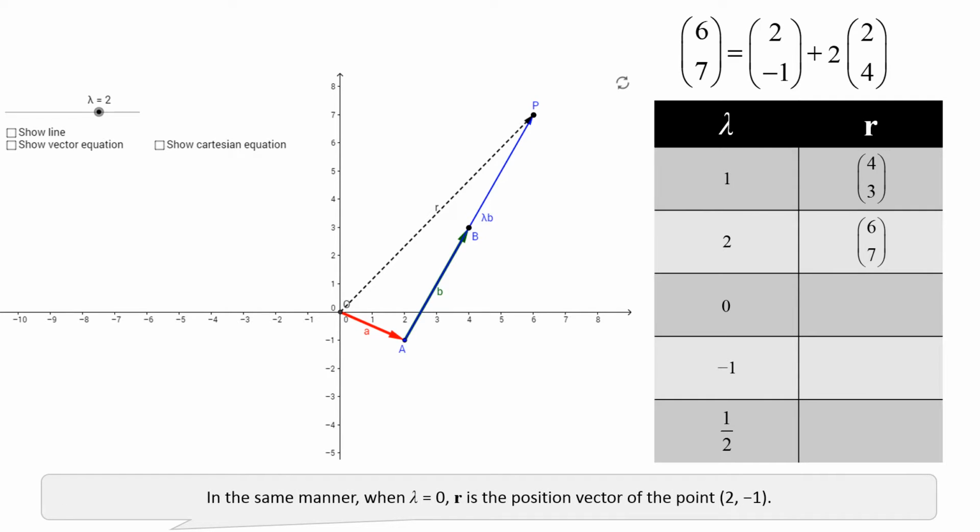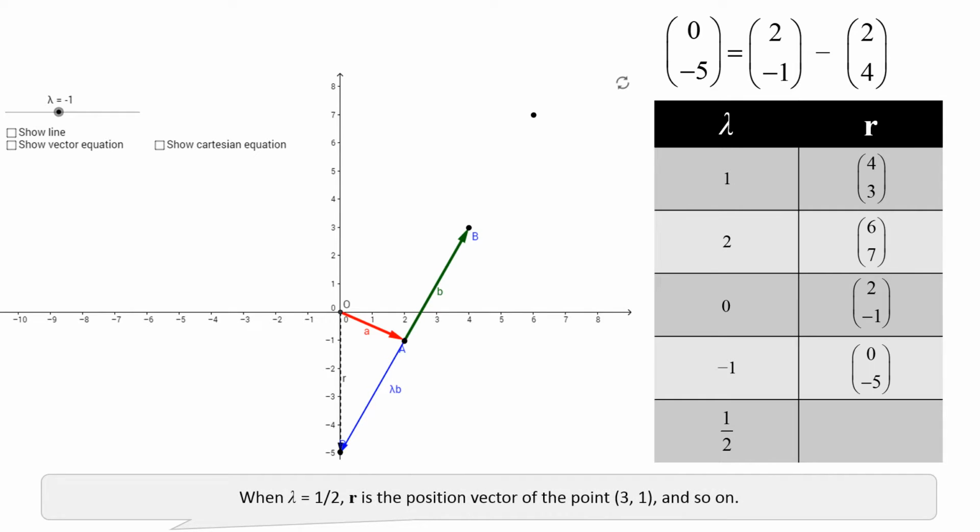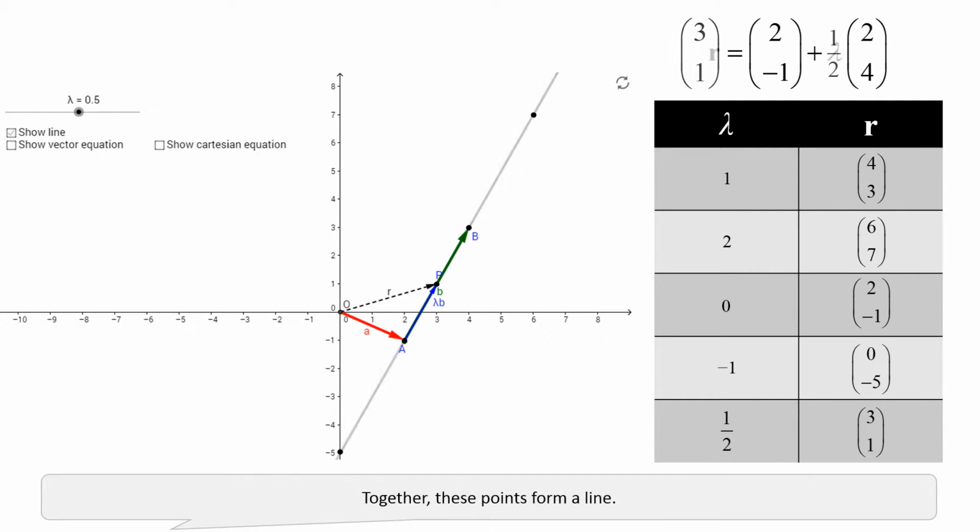In the same manner, when lambda equals 0, r is the position vector of the point (2, -1). When lambda equals -1, r is the position vector of the point (0, -5). When lambda equals half, r is the position vector of the point (3, 1), and so on. Together, these points form a line.